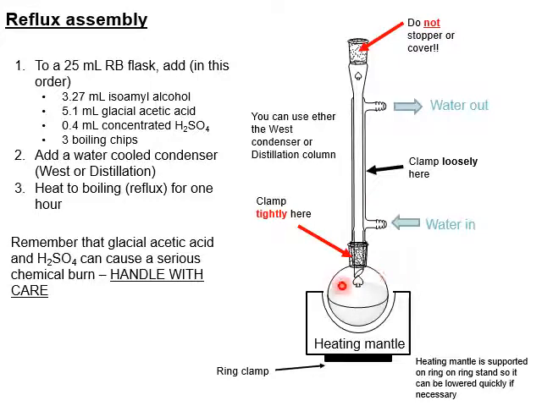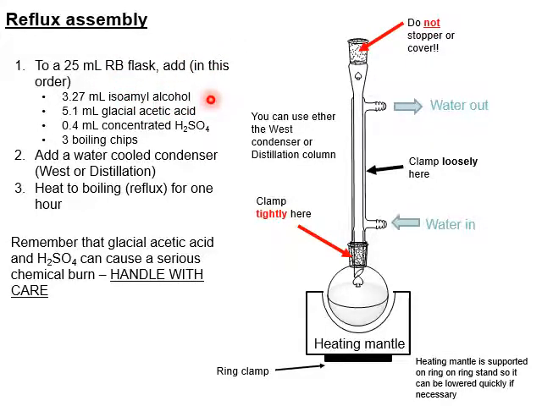We want whatever liquid is here to not actually leave. So whenever it starts evaporating, this water is going to cool it down. The water coming in and out is going to cool that vapor down, and the liquid is going to condense. That's why it's called a condenser, right? And it's going to drop down. So to a 25 ml round bottom flask, you add in this order. You first add the isoamyl alcohol.